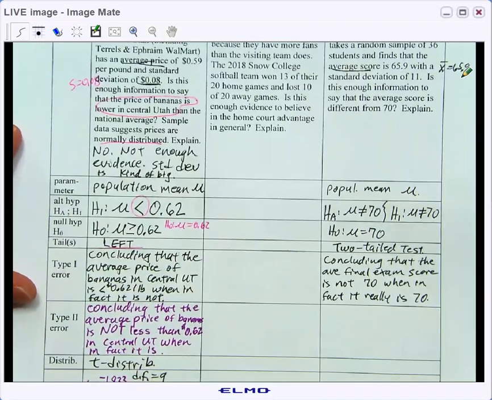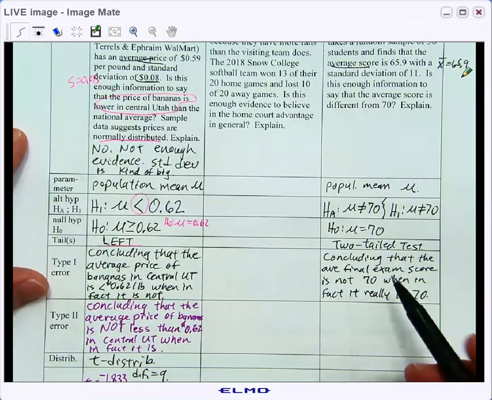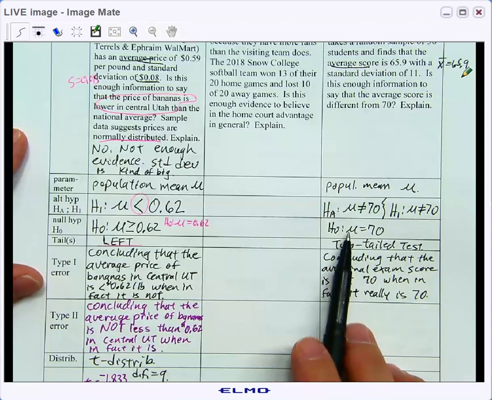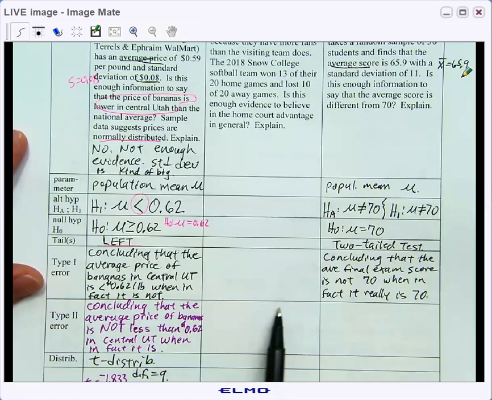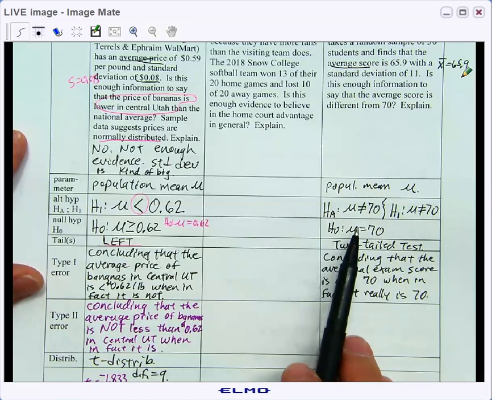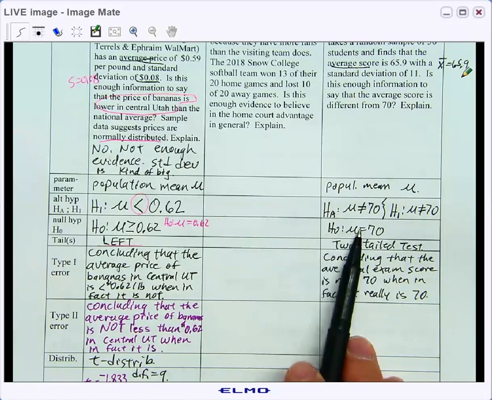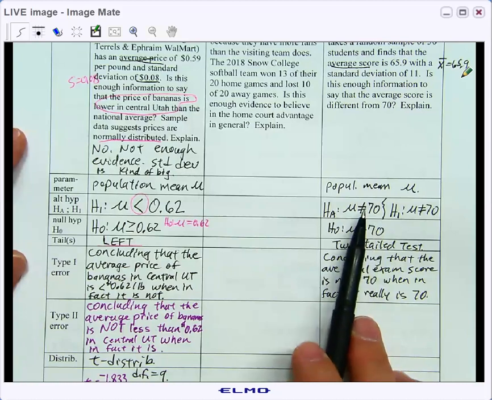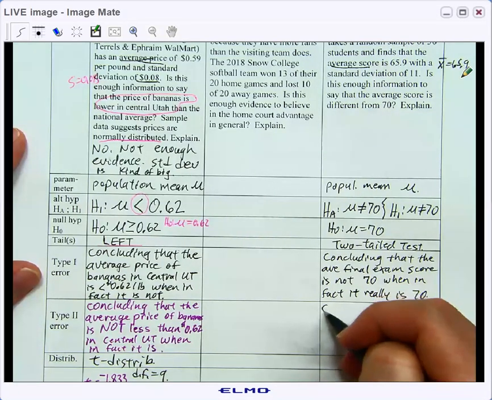A type 2 error is failing to reject the null hypothesis when in fact it is false. So a type 2 error here would be concluding that the average is 70 when in fact it is not 70 on the final exam.